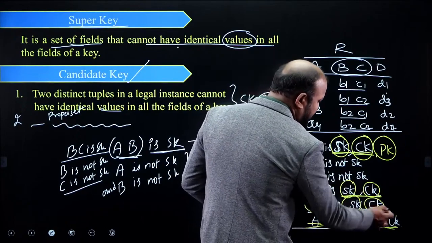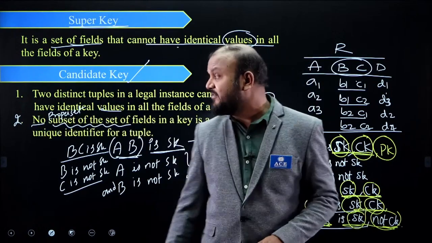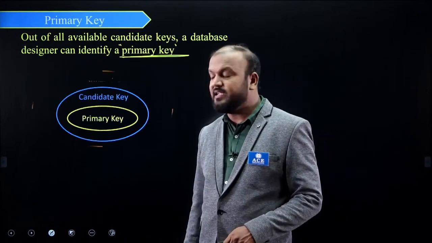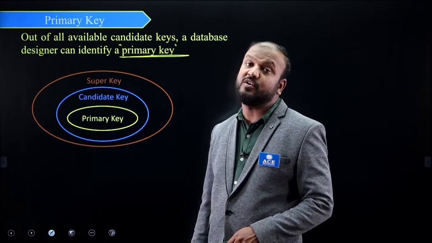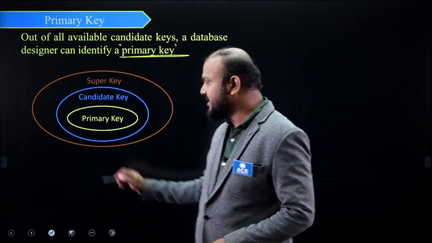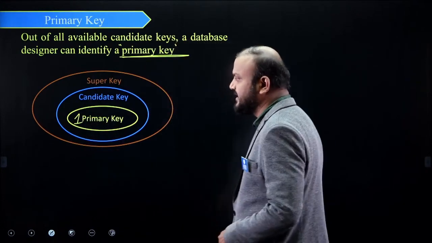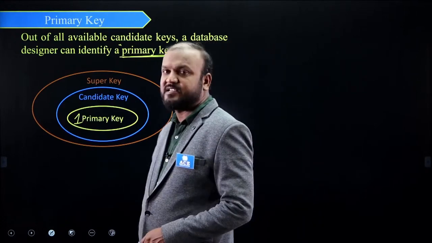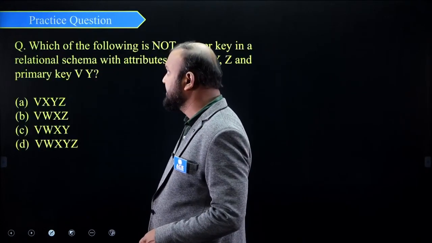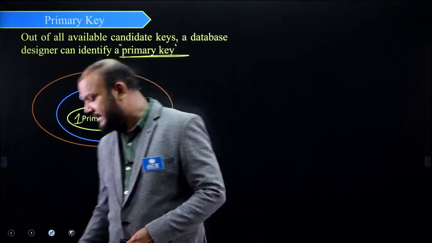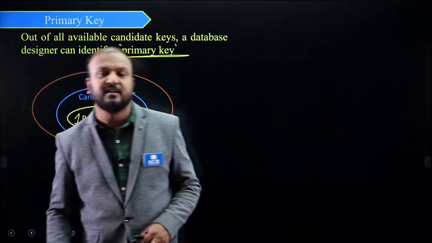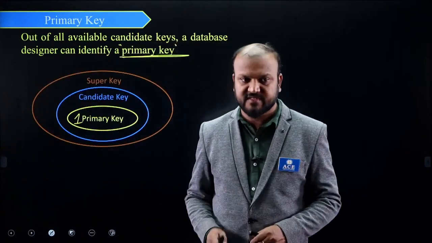But it is a super key, but not a candidate key. What does it mean? Every candidate key is a super key, but every super key need not be a candidate key. So how many primary keys are allowed? One primary key. That one will be a subset of candidate keys, and all these candidate keys are subsets of super keys. Right? Okay, this is about the integrity constraints that we have discussed.